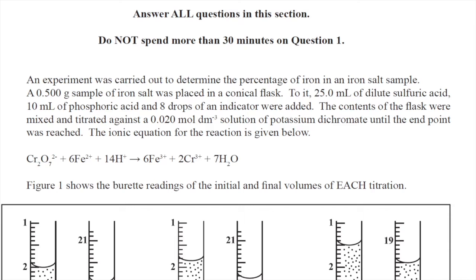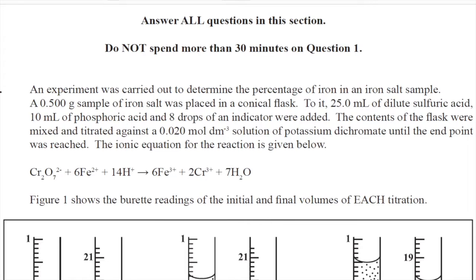Let's go. An experiment was carried out to determine the percentage of iron in an iron salt sample. A 0.500 gram sample of iron salt was placed in a conical flask. To it, 25 mL of dilute sulfuric acid, 10 mL of phosphoric acid, and 8 drops of an indicator were added. The contents of the flask were mixed and titrated against a 0.02 moles per dm³ solution of potassium dichromate until the endpoint was reached.